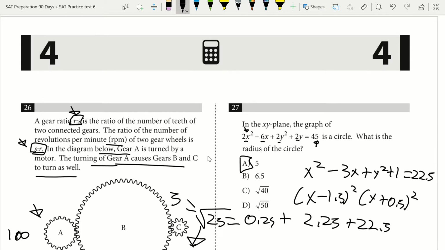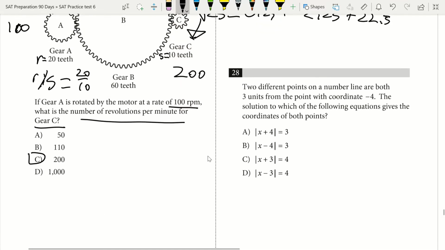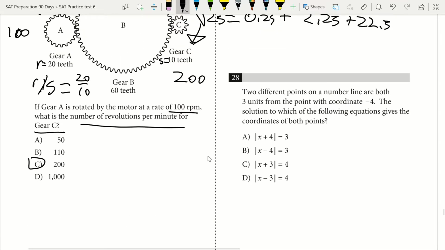All right, now I've got question 28, so I'll scroll down there. Two different points on a number line are both 3 units from a point with coordinate -4. Which of the following equations gives the coordinates of both points? One thing that you need to understand here is the equation for having something that's a certain number of units from a coordinate. You're going to set the unit difference, in this case 3 units from this point, equal to the absolute value of x minus whatever your coordinate point is.